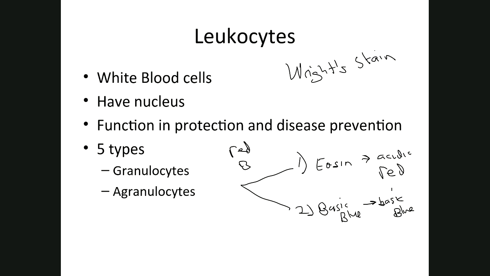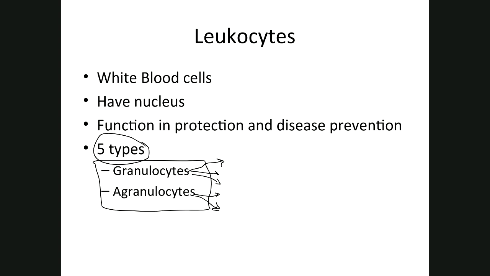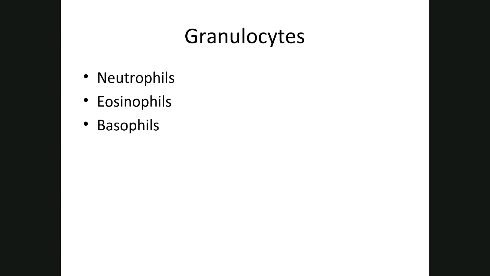And what he was able to see was he could see these granules. And so he could separate them into these 2 types, granulocytes and agranulocytes. And then you can further separate the granulocytes into 3 types. And you can further separate the agranulocytes into 2 types. And so we wind up with 5 different types of white blood cells. Let's look at the granulocytes first.